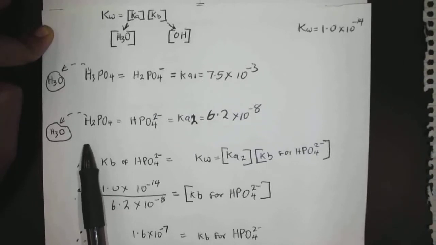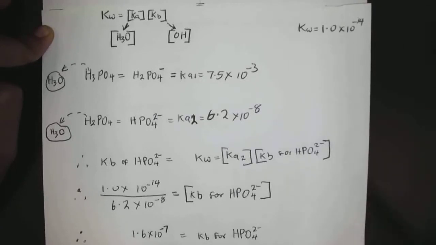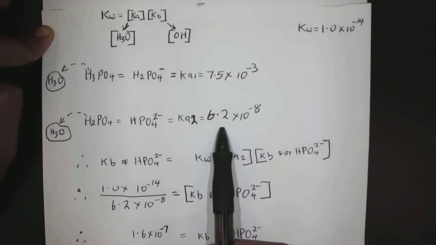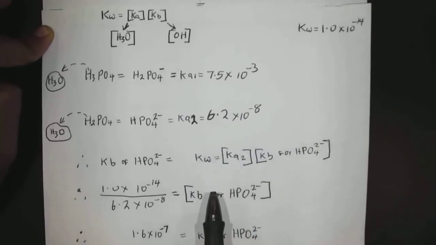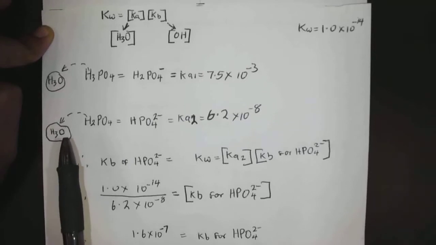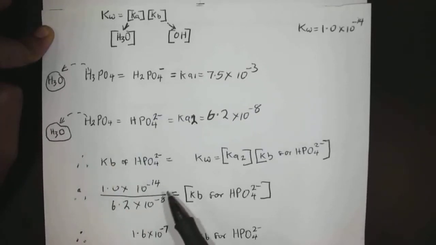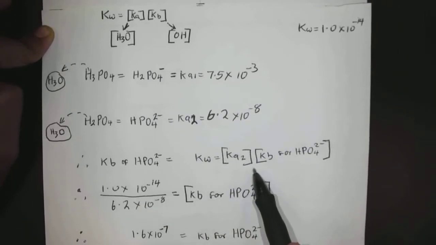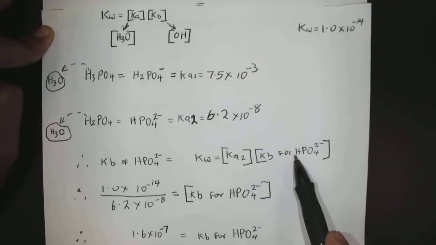of hydrogen with respect to H3PO4, which means the second Ka, equal to 6.2 times 10 to the negative 8, should be used in conjunction with Kw to determine the Kb value of HPO4 2 negative. Therefore, Kw is equal to Ka2 times Kb for HPO4 2 negative.